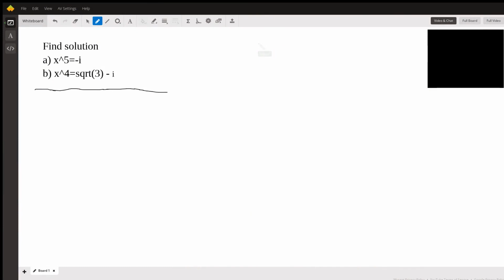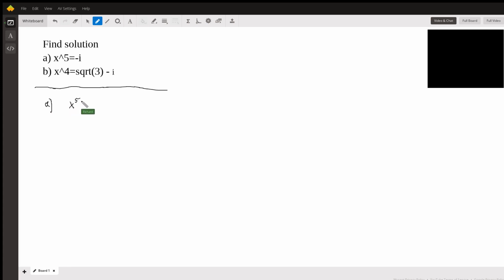This question just requires the application of DeMoivre's theorem, which you learn in Precalculus. So let's start with this first problem. Problem A. You want x to the fifth is equal to negative i, and then they want you to solve for x.